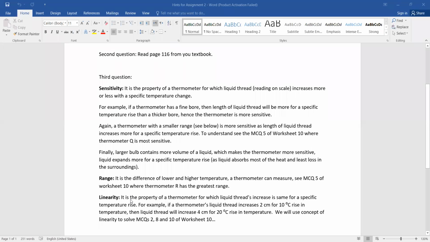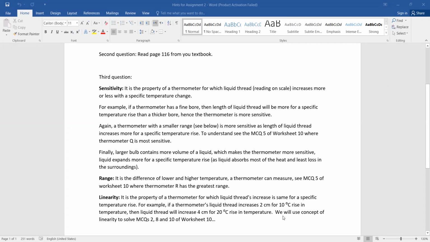Clear to you now? What is called linearity? That means following a rule or way. Here I gave you one similar example, you can understand it now. If a thermometer's liquid thread increases 2 centimeter for a 10 degrees Celsius rise in temperature, then the liquid thread will increase 4 centimeter for a 20 degrees Celsius rise in temperature. Clear now?